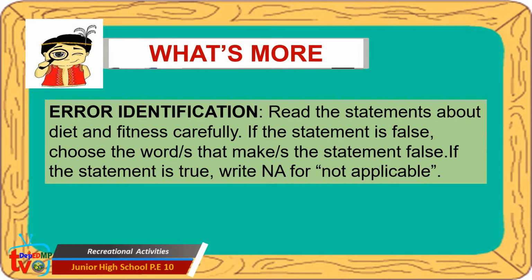Directions. Error identification. Read the statements about diet and fitness carefully. If the statement is false, choose the word or words that make the statement false. If the statement is true, write NA for not applicable. You have 5 seconds to answer each question.